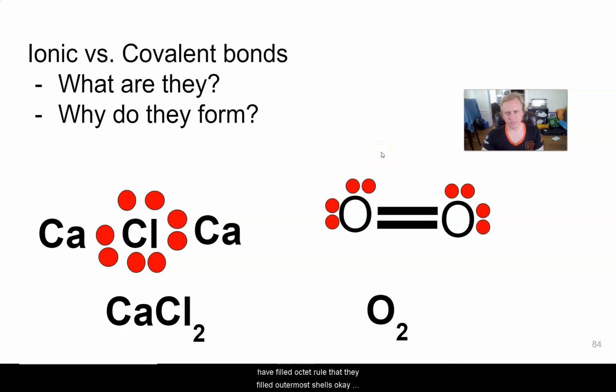So you should kind of know ionic versus covalent bonds. Why do these different bonds form? It's so that they can have filled octets, or filled outermost shells. Okay, you should know that an ionic bond is between a metal, something on the left end of the periodic table, and a non-metal, something on the right end of the periodic table. And you should know a covalent bond is between 2 non-metals. And covalent bonds are going to be sharing the electrons.